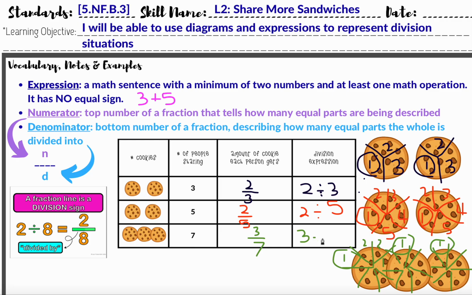3 divided by 7. And if you notice, there's actually a pattern right here. Look, you have 2 cookies. You have your 2 here. You had 2 cookies again. Numerator, right here. You don't have to circle them in your notebook. I'm just showing you because it's going to look messy. And then you have 3 cookies. So you have your 3.